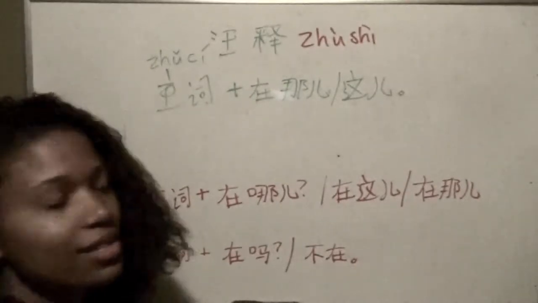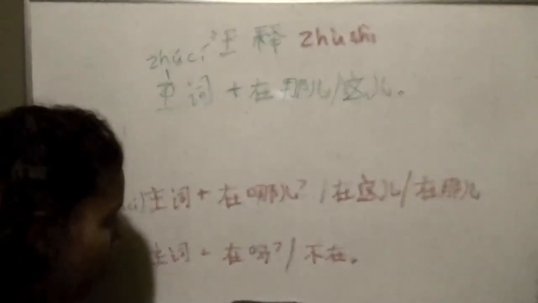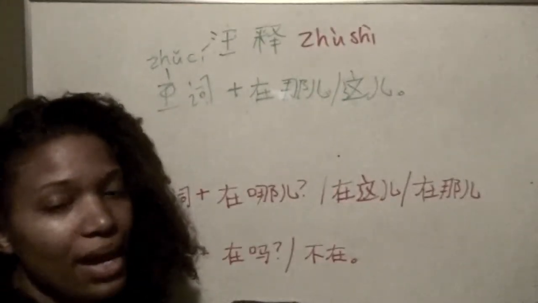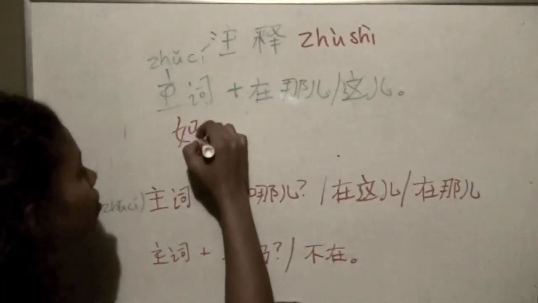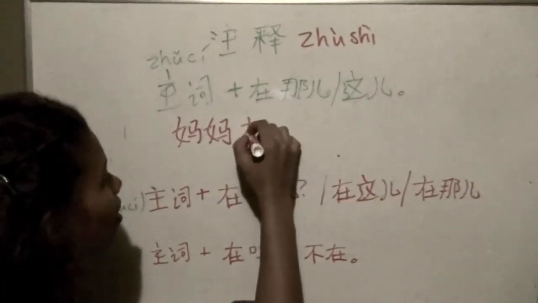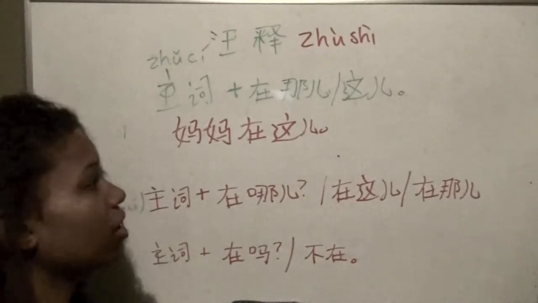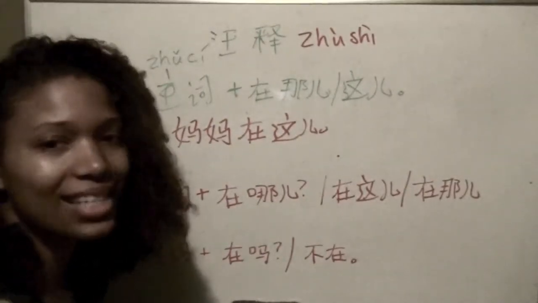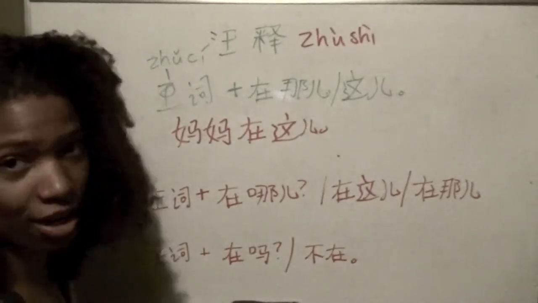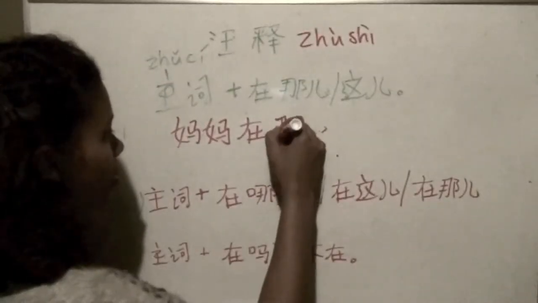Okay, so we have the 主词 plus 在那儿, 在这儿. So the subject plus is there, is here. So for example, 妈妈在哪儿? Where's mother? 妈妈在这儿. Okay. A funner way to teach this would be 妈妈在哪儿? 妈妈在那儿. Where is mother? Mother is there. So that might be better just because you guys need to get into the habit of understanding the difference between tones.